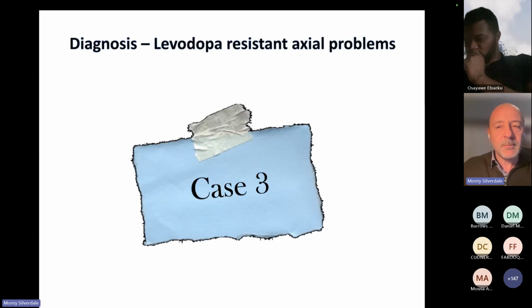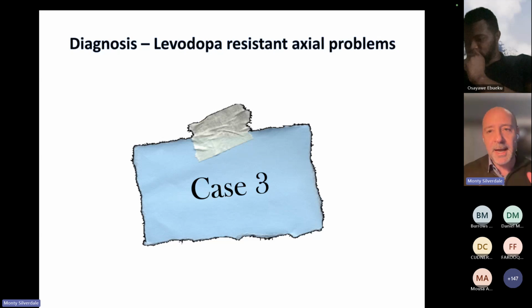so you can bung as much dopamine as you want into them. It's not going to make their walking any better. It uses other neurotransmitters such as acetylcholine, but as of yet, we've not been able to improve this type of walking problem by manipulating acetylcholine. Someone's put anticholinergic in chat. It's actually drugs to increase acetylcholine that we've been looking at. So this is what we call levodopa resistant axial problems.